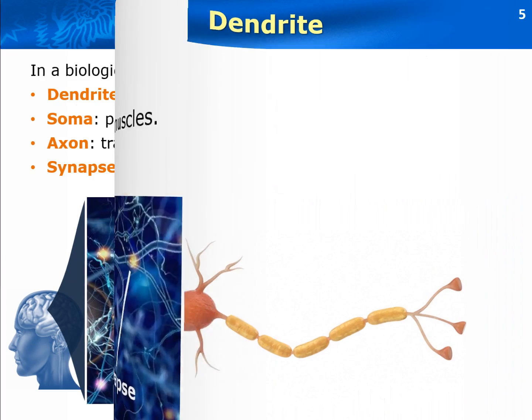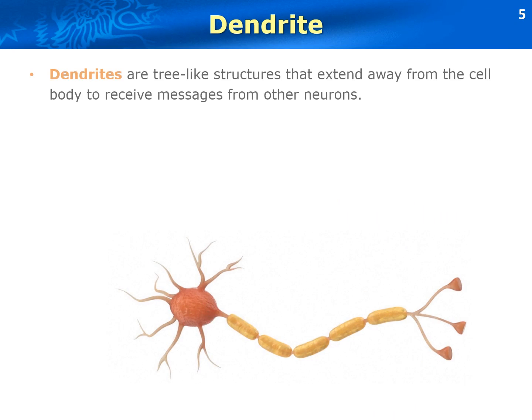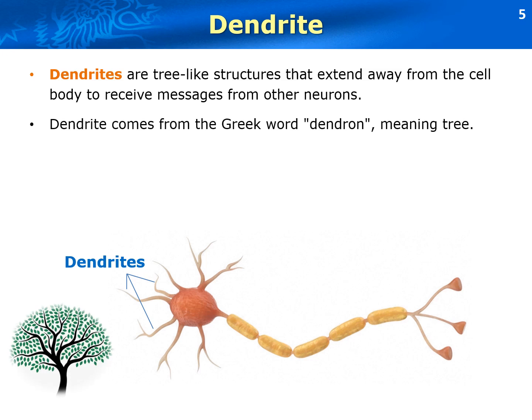Dendrites are tree-like structures that extend away from the cell body to receive messages from the other neurons. Dendrites receive input data. The word dendrite comes from the ancient Greek word dendron, which means tree. We can see the dendrites have a branching structure like a tree.